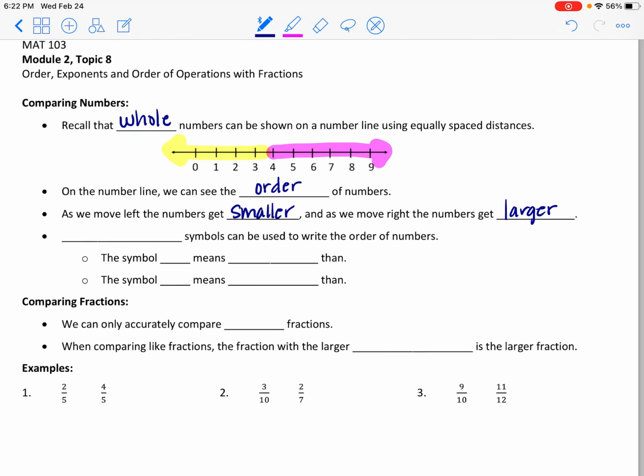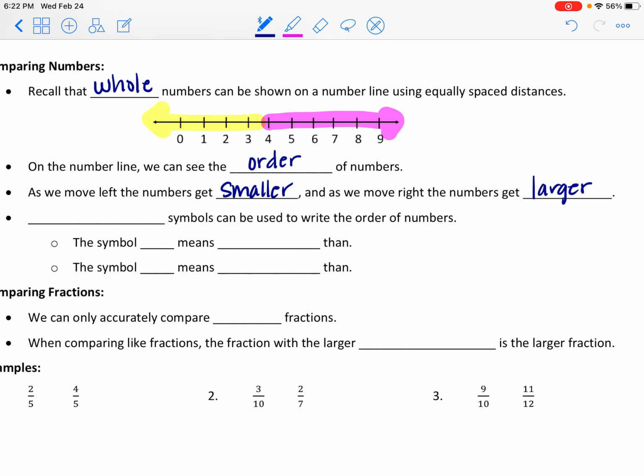We have inequality symbols that we can use to order numbers. For example, I can see here that the whole number 4 is bigger than the whole number 1 because 1 is to the left of 4, so it is less than 4. Or I can see that 8 is bigger than 4, or that 4 is less than 8. Again, whatever is on the left is less, and whatever is to the right is larger, it's more.